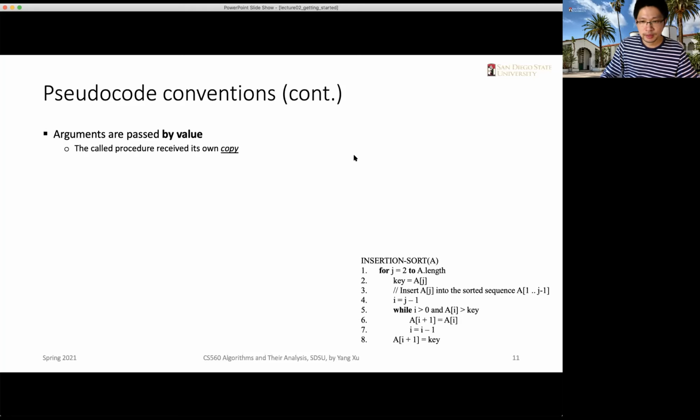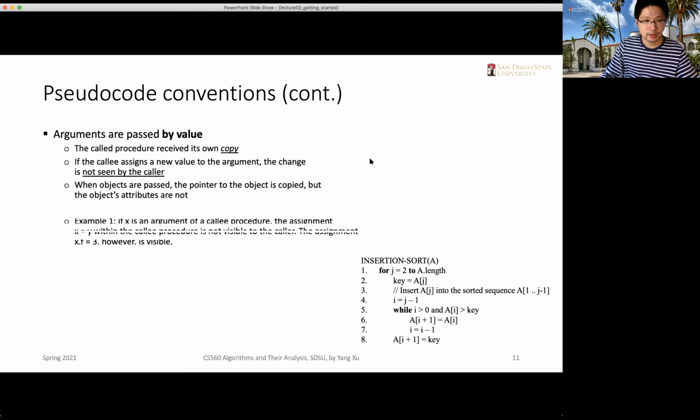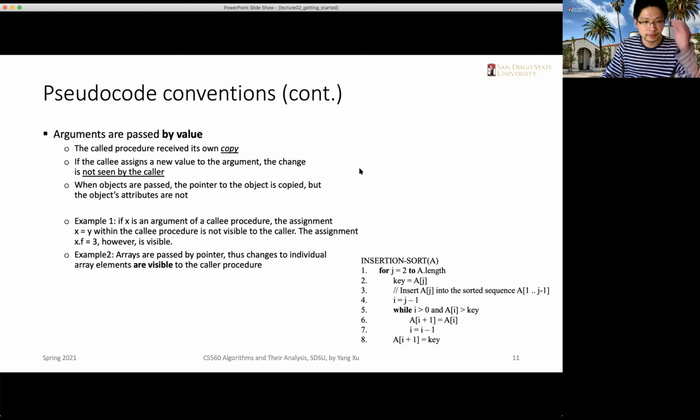All right, this slide 11, I'm going to skip it. Okay, it's not important for now.